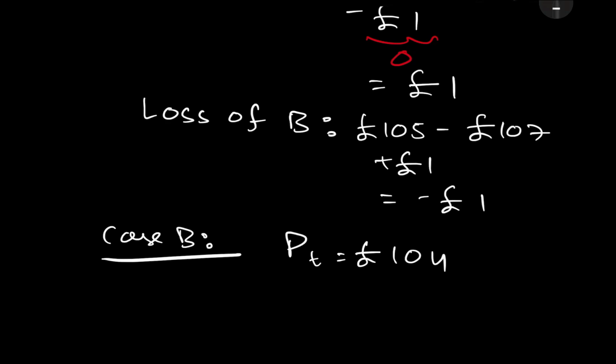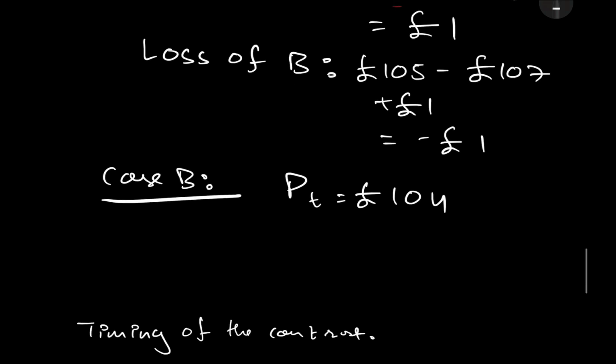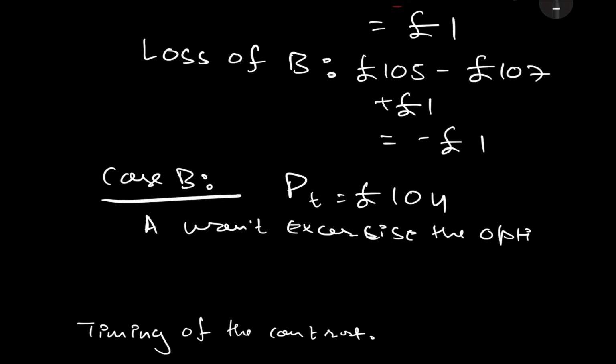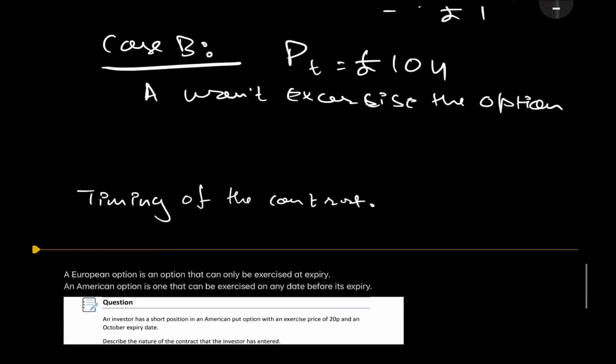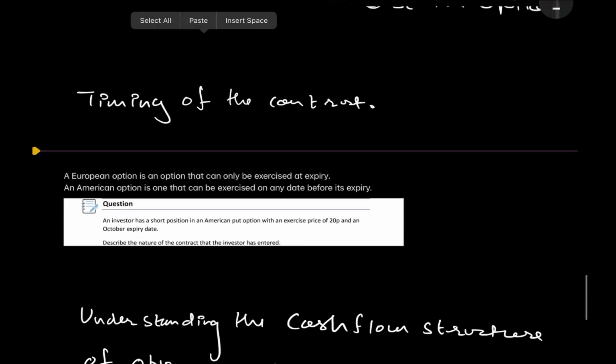Also, A does not have an obligation. A has a right to exercise the option. He or she may choose not to exercise the option, right? So that is a possibility which is there, right? So in this case, A will not exercise the option. Why will A not exercise the option?